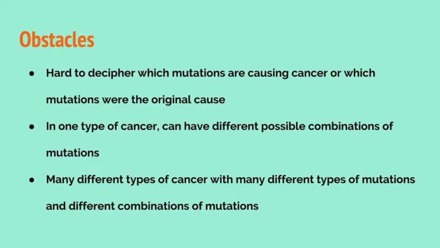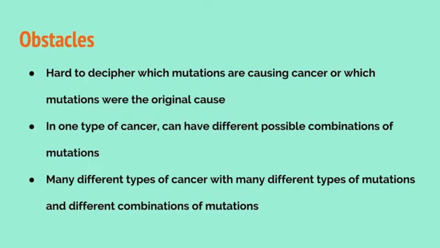First, it's hard to decipher which mutations are causing cancer or which mutations were the actual original cause of it. Once a cell becomes cancerous, there are going to be a lot more mutations after that. So pinpointing the original mutation on the given gene is going to be a difficult process. In addition, in one type of cancer, there can be a lot of different possible combinations of mutations.